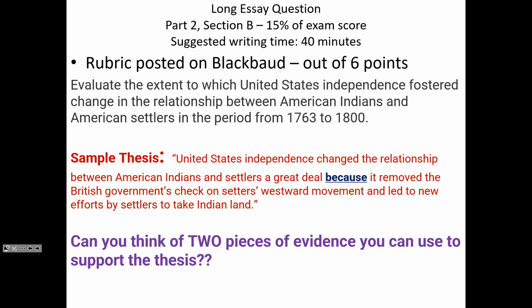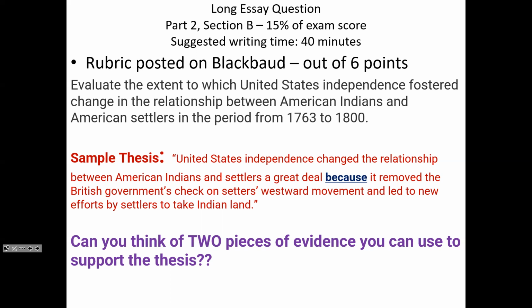And again, the suggested writing time is 40 minutes, but you have an hour 40 for the DBQ and the long essay, so you can manage this however much you want, but the College Board says you should probably take about 40 minutes to write this. There's a rubric posted on your Blackboard bulletin board. It's been up there since the beginning of the year. It's out of 6 points. It's the College Board rubric. I think also if they gave you back your last test, that's a copy of the long essay rubric as well.